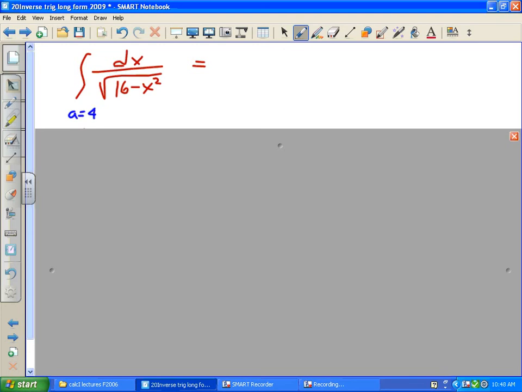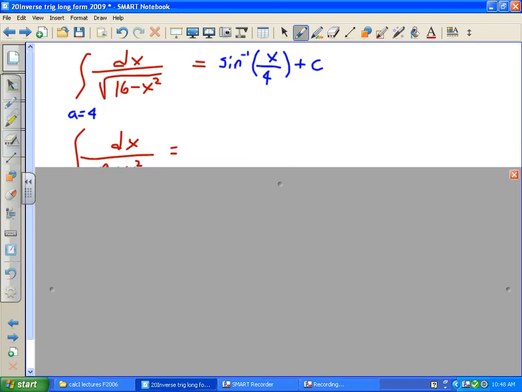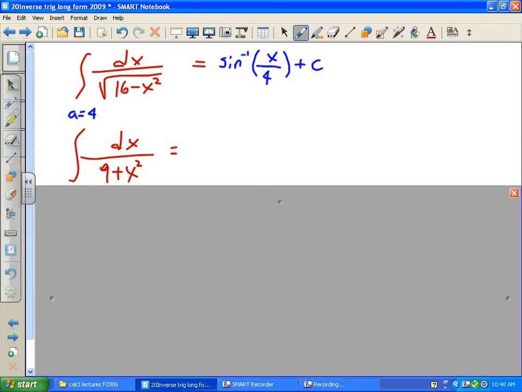The formula says you need sine inverse of x over a. And what is a? 4. So the answer is sine inverse of x over 4 plus c. Any questions on that one? There was no 1/3 or 1/4 in the sine inverse formula. Only the tangent inverse has that extra coefficient.